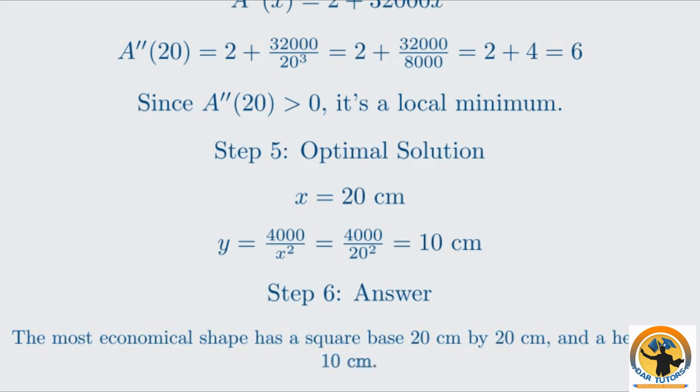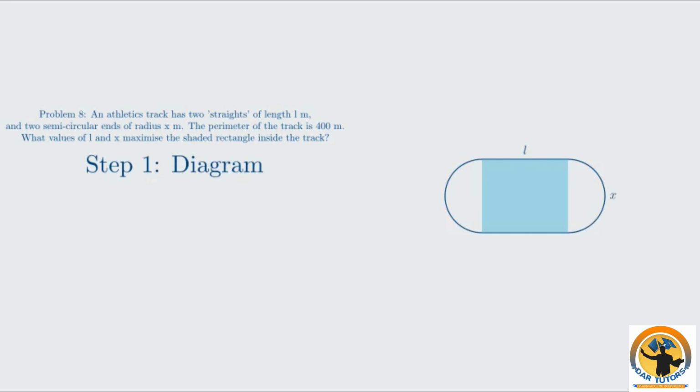Let's tackle a more complex problem involving geometry and trigonometry. We have an athletics track with a perimeter of 400 meters. It consists of 2 straight sections of length L and 2 semicircular ends of radius x. We want to find the dimensions that maximize the area of the shaded rectangle inside the track. Step 1. Diagram. The shaded rectangle has length L and width 2x.